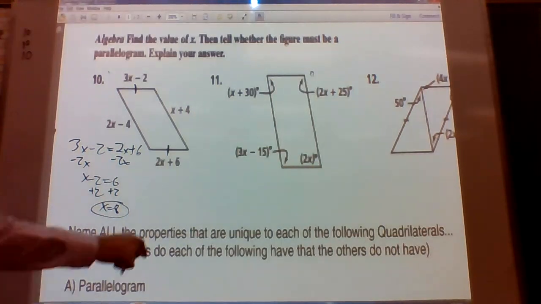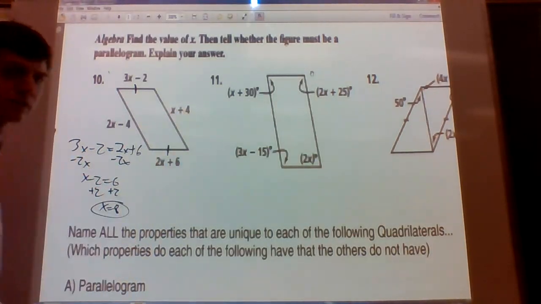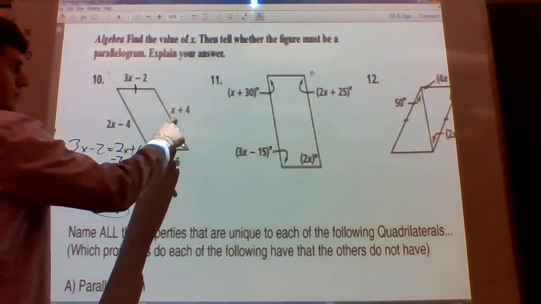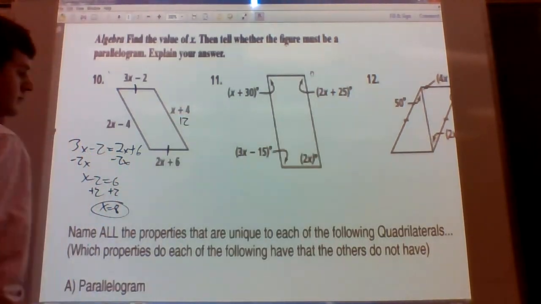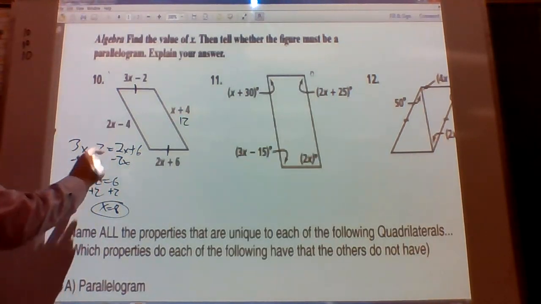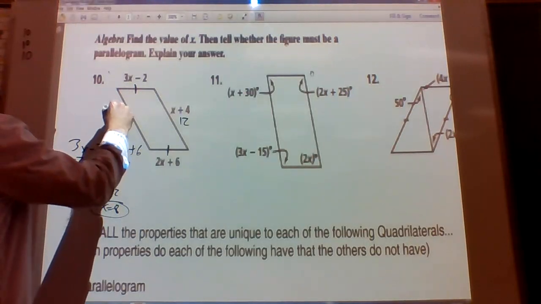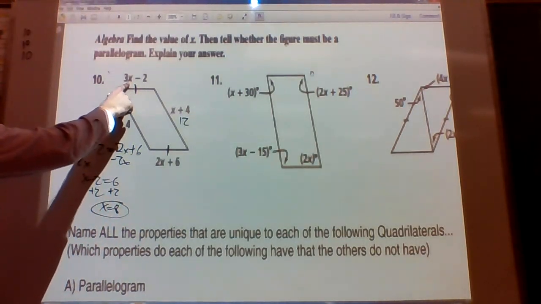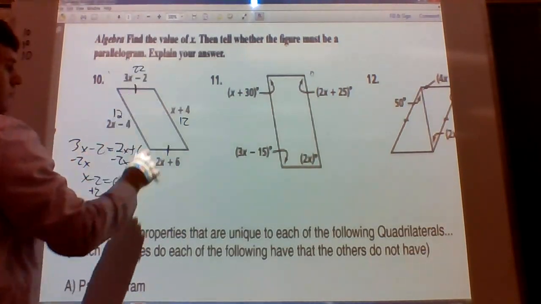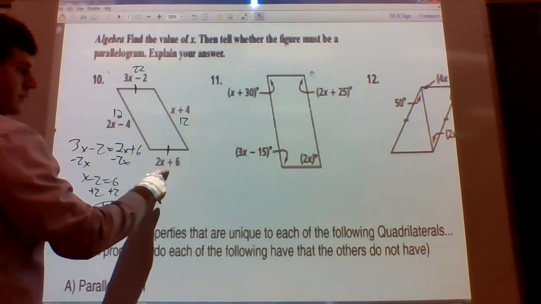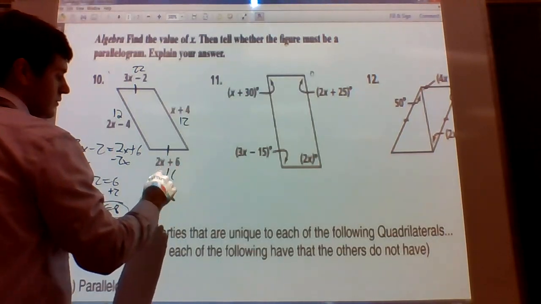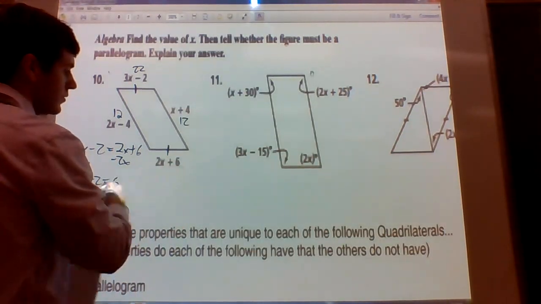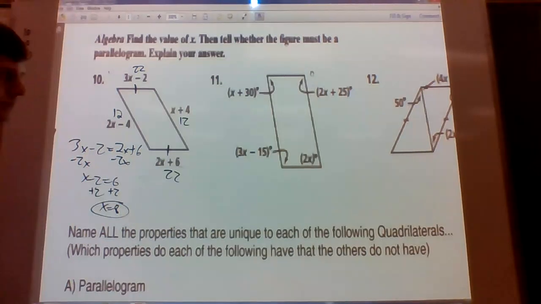So we have to plug it into or substitute it into these two, see if they're congruent. So 8 plus 4 is going to be 12. 2 times 8 is 16. 16 minus 4 is 12. And just to make sure we did it right, 3 times 8 is 24. 24 minus 2 is 22. 2 times 8 is 16. 16 plus 6 is 22. So x is 8, and it is a parallelogram.